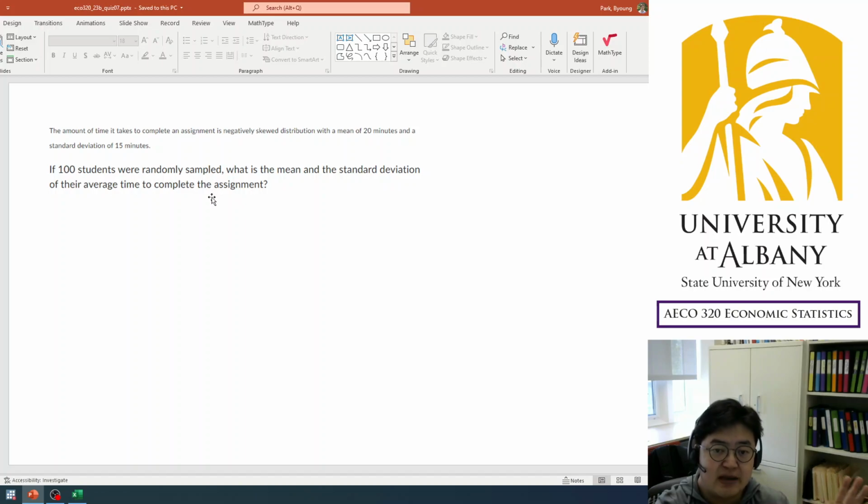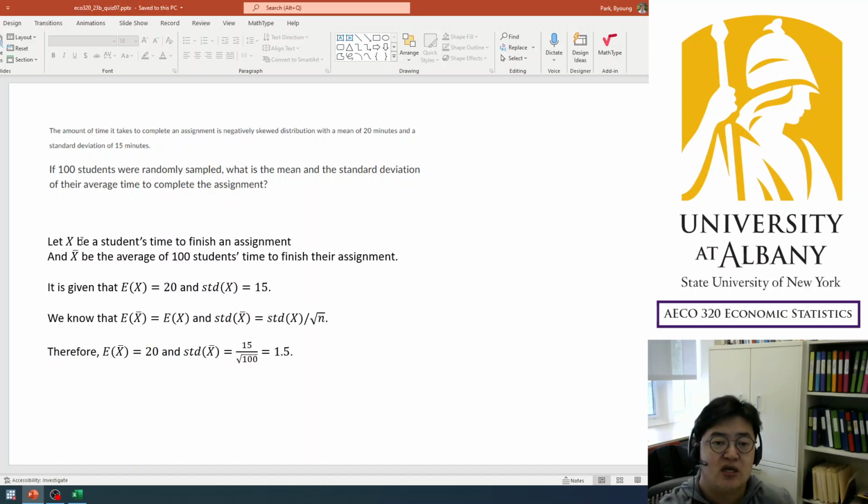If 100 students are randomly sampled, what is the mean and the standard deviation of their average time to complete the assignment, right? So from a single observation, we are going to connect it to the sample average out of 100 observations. Say we are going to denote a single student's time to finish an assignment as X, and its sample average of 100 students as X bar. So if you see bar on top of a random variable, usually that stands for sample average of that random variable. Okay, so I'm going to maintain this notation throughout this quiz.